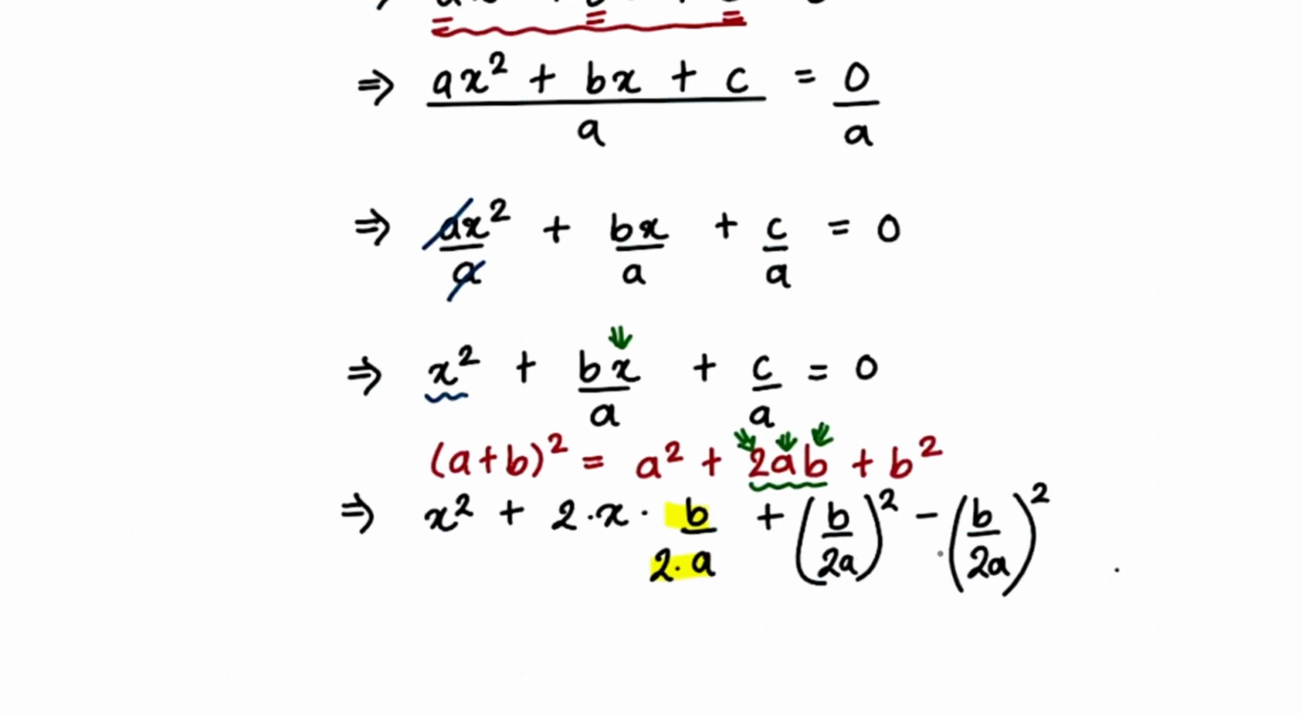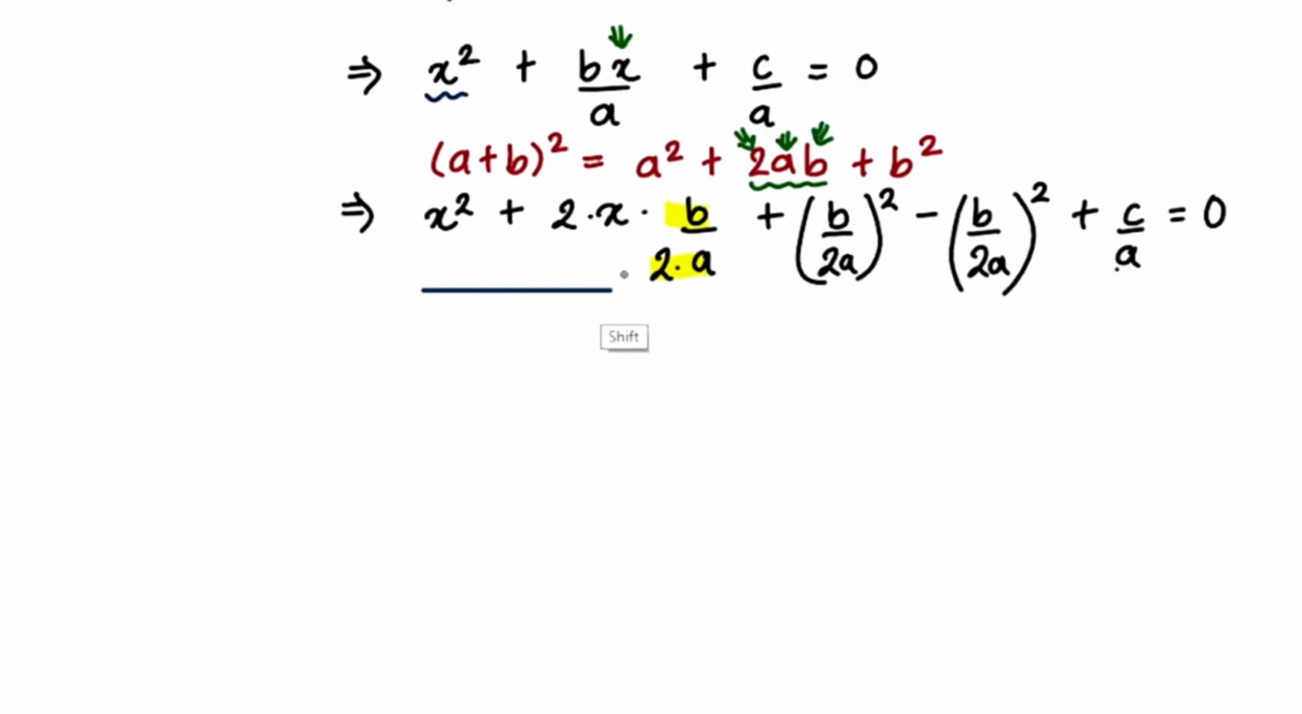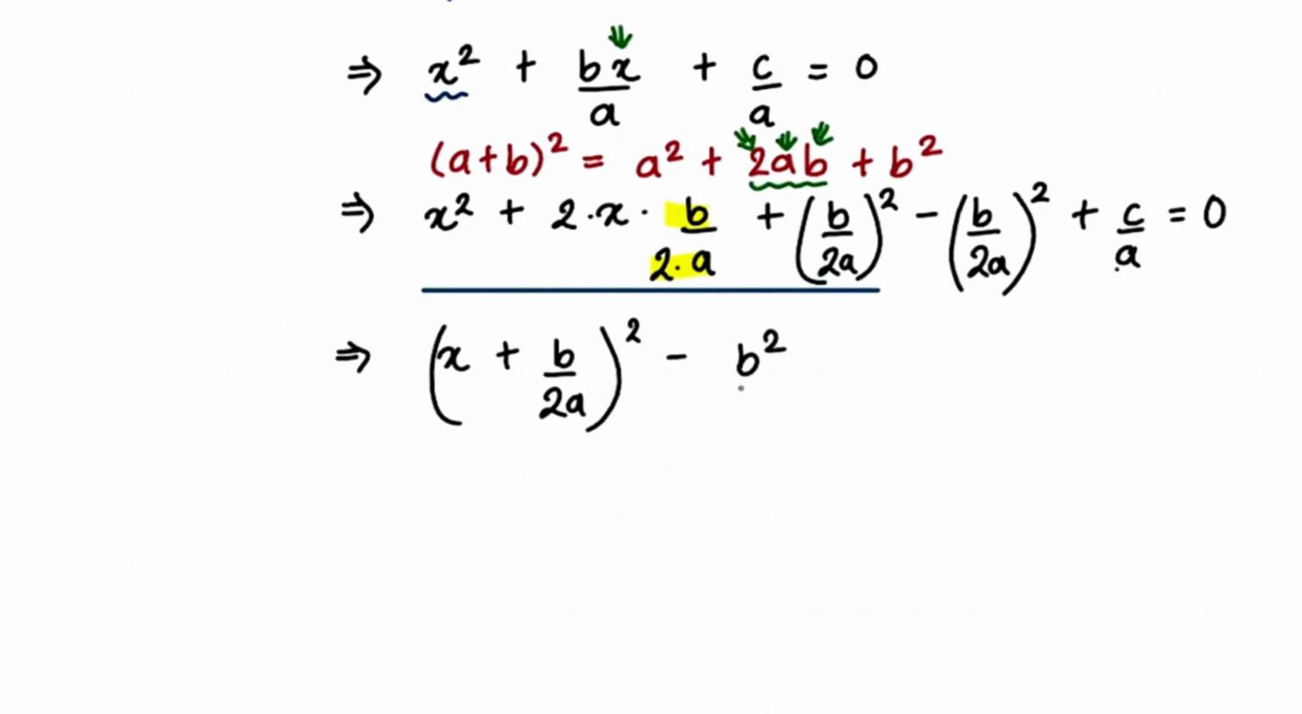Again, I can do this because they cancel out, and we still have our c by a over here, okay? Let's not forget that one, equals 0. And we have our formula of (a plus b) whole square, which is a square plus 2ab plus b square. We can write that as (x plus b by 2a) whole square, minus (b by 2a) whole square, which is going to be b square by 4a square, since 2a whole square is 4a square. Plus we have our c by a over here equals 0.